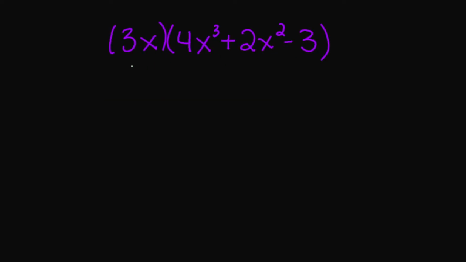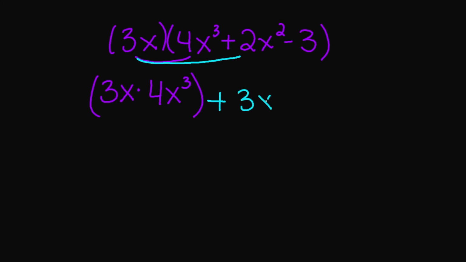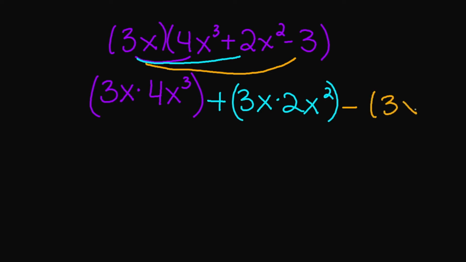Let's try this example here. I'm going to multiply 3x times 4x cubed. So we have 3x times 4x cubed. Next, we're going to multiply 3x times 2x squared. So this is going to be plus 3x times 2x squared. And then we have 3x times 3. This is going to be minus 3x times 3. And remember, your plus sign came from the expression right here. Your minus sign came from the expression, and it goes right here.